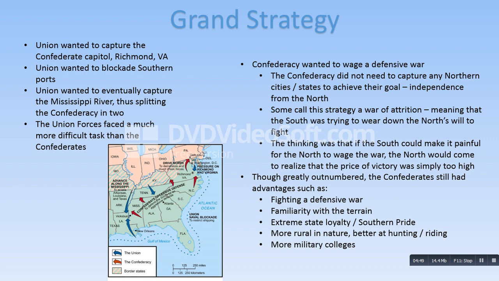Now, some people think that it maybe should have been, as you can see, it's pretty close right here on the map. Some people say, well, why wasn't it Atlanta, or why wasn't it somewhere else a little bit further away from the North? And that might have been a legitimate criticism. But at any rate, the Union wanted to capture the capital, Richmond, Virginia.